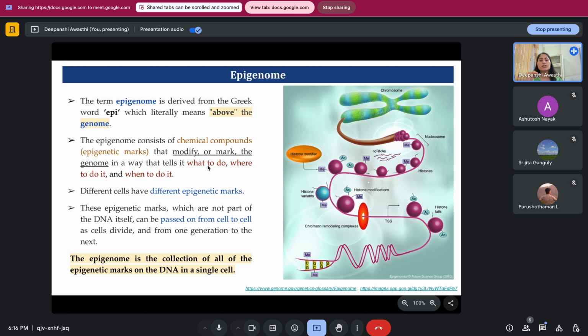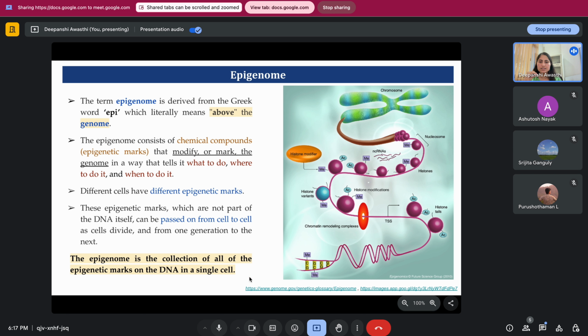It will decide what gene to express and what not to express, because DNA is huge. There are multiple genes present, and not all genes are expressed at the same time. Certain genes have to be silenced at one particular time. So to govern that, the epigenome is required. Epigenetic marks are required to decide which gene to express. So different cells have different epigenetic marks, and these marks, which are not part of the DNA itself, are passed on from cell to cell as the cell divides, and also from one generation to the next generation.